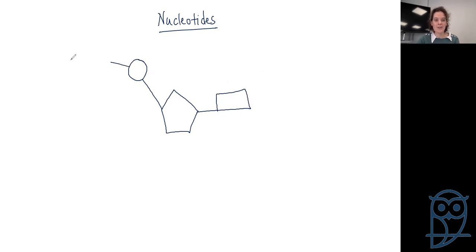Your phosphate group. Same circle as we drew in a phospholipid. This one I'm hoping is familiar. This is a carbohydrate. We're looking here at a pentose sugar. And this one is our new one. This rectangle is standing in for a nitrogenous base.